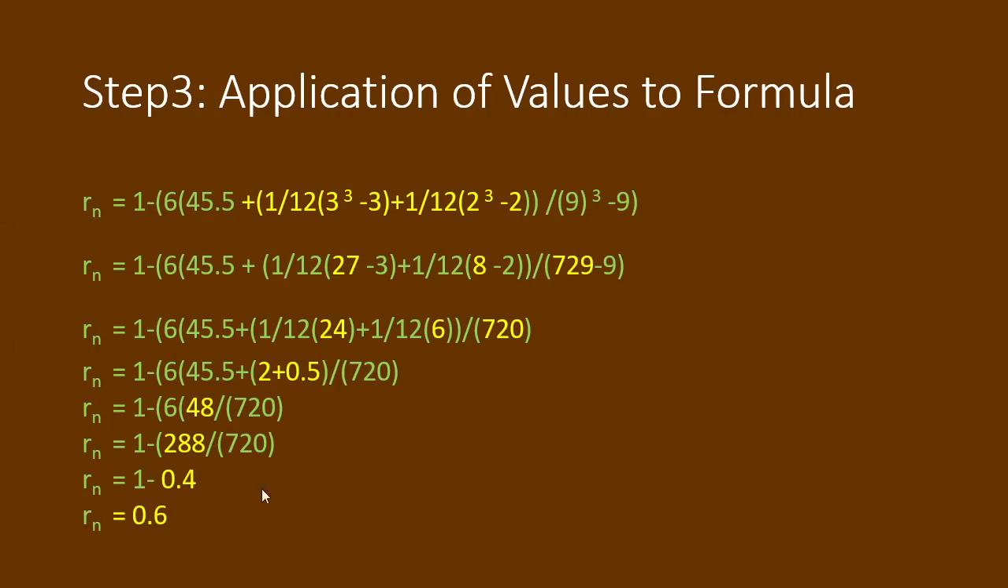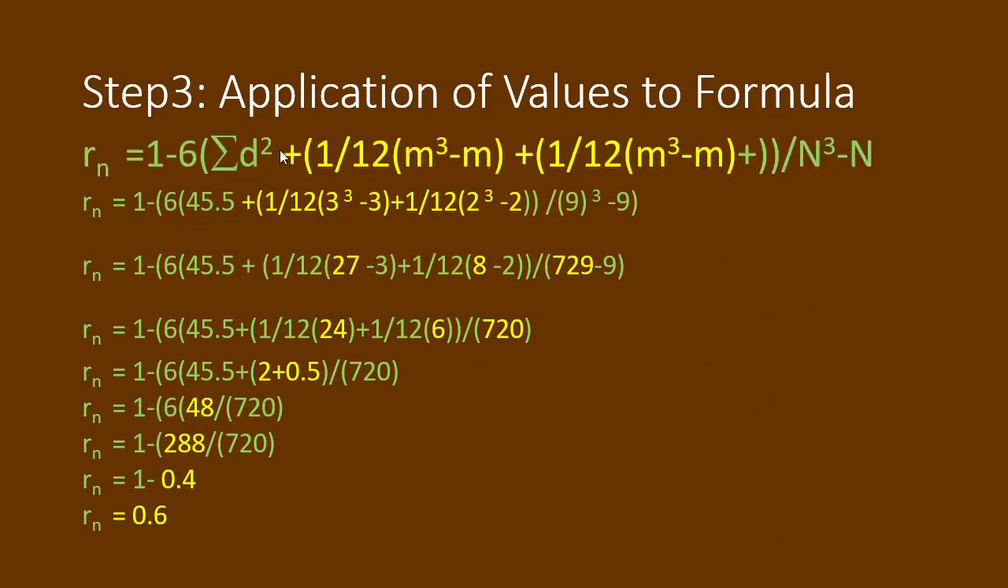Here, as far as this problem, I just applied the values. You can see here, it is 1 minus 6 sigma d square plus 1 by 12 into m cube minus m, again plus 1 by 12 into m cube minus m. So I have considered 2 times. The reason is we have 2 repeated data. The first one is 60 and the second one is 13. Here again you should remember number 60 is repeated 3 times and number 13 is repeated 2 times. So I'll consider the first case: 1 by 12 into m cube minus m.